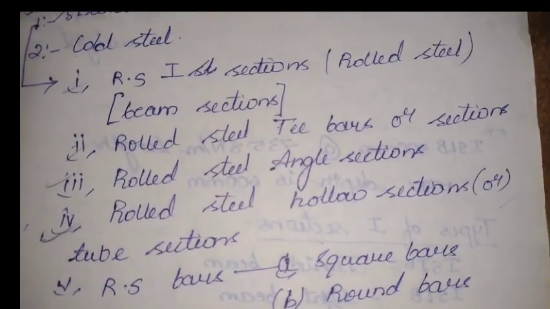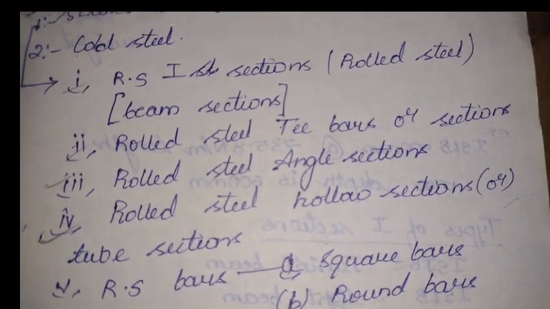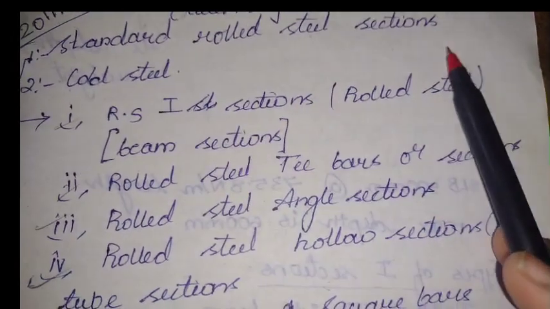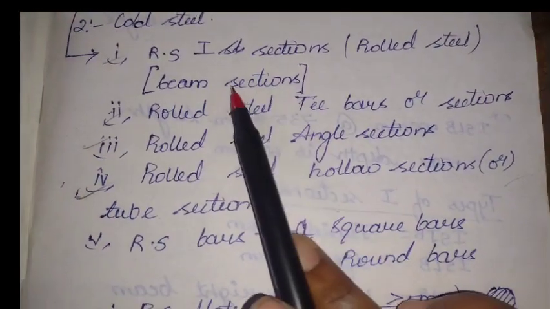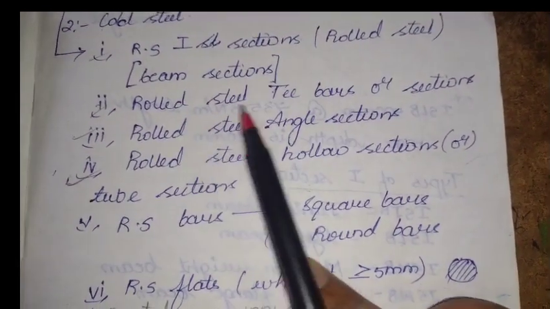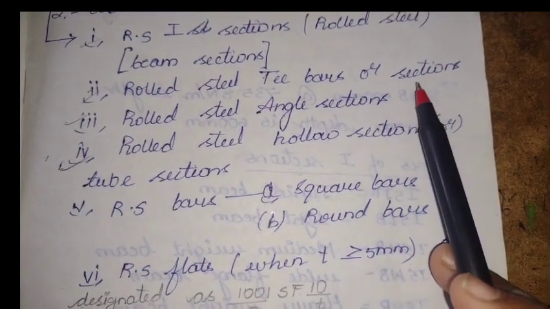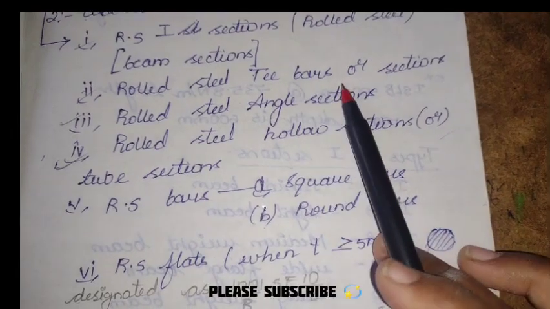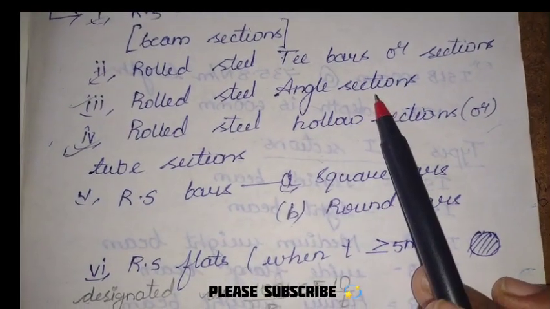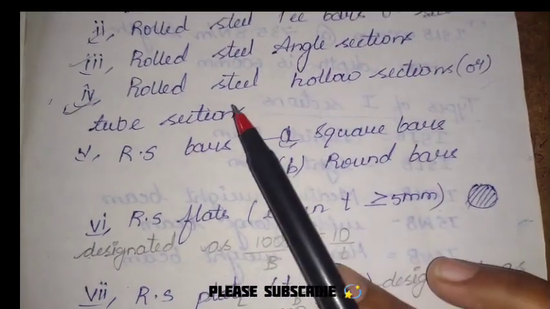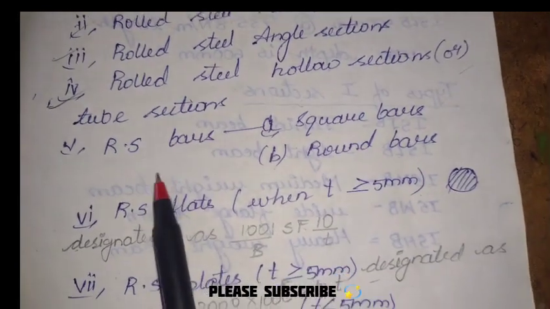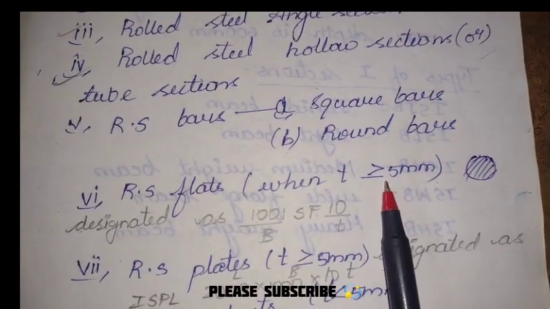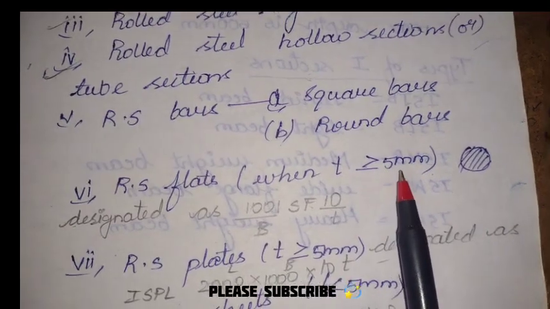This is the standard rolled steel sections classification. Coming to the first one, we are having I sections. Second one, the rolled steel T sections or the T bars. Rolled steel angle sections, the rolled steel hollow sections, that is the tube sections we are having. Next, the bars, the square or round bars, which we are using as a reinforcement in the buildings.